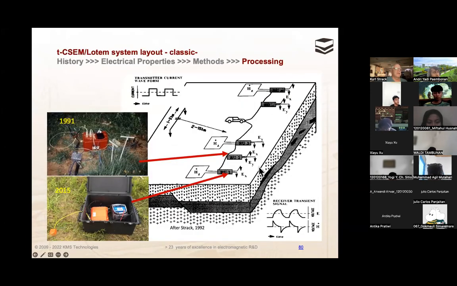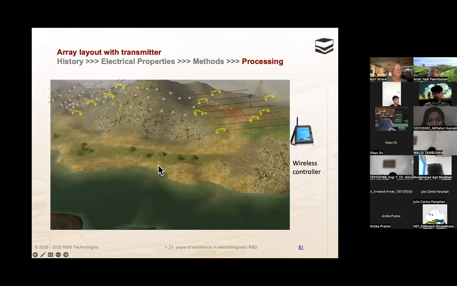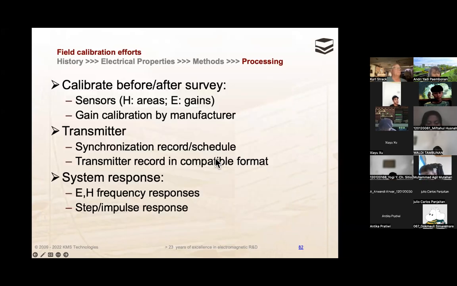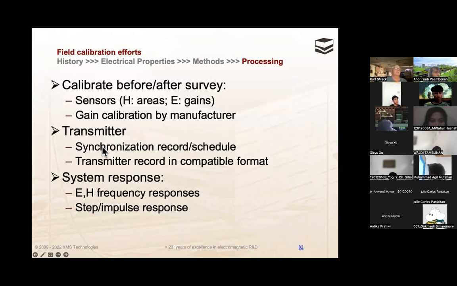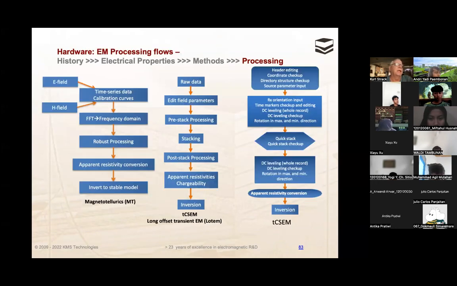Now, these are CSEM layouts. This is the TMAX. This is the 2015 KMS system. We've seen this layout. You add transmitters to it, and then record for CSEM. Another important part is that you need to calibrate your system, you need to calibrate your sensors, you need to calibrate the receiver gains, you need to calibrate transmitter synchronization, and you need to make sure that you separate the instrument response from the Earth response and the coupling.